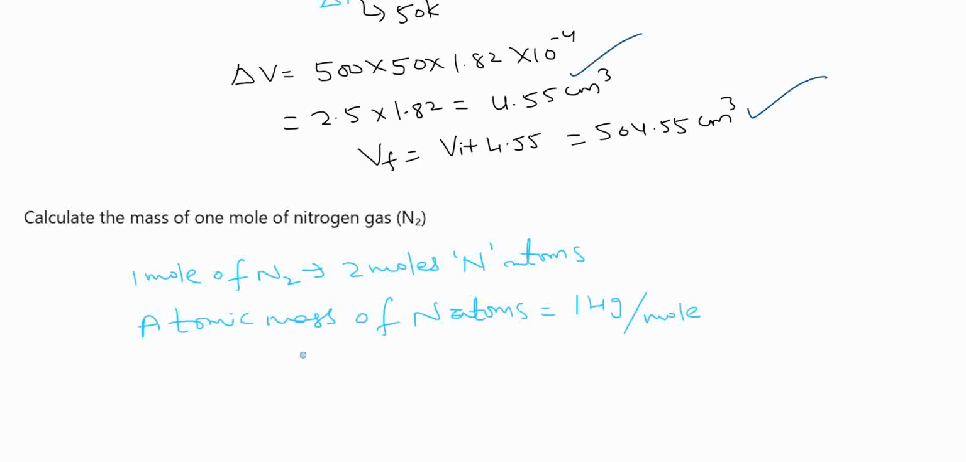Hence, the mass of 1 mole of nitrogen gas would be 2 times 14, that will give 28 grams. This is how we calculate using atomic mass. If there are different atoms in the molecule, then we have to consider the atomic mass of each atom and calculate based on the number of moles.